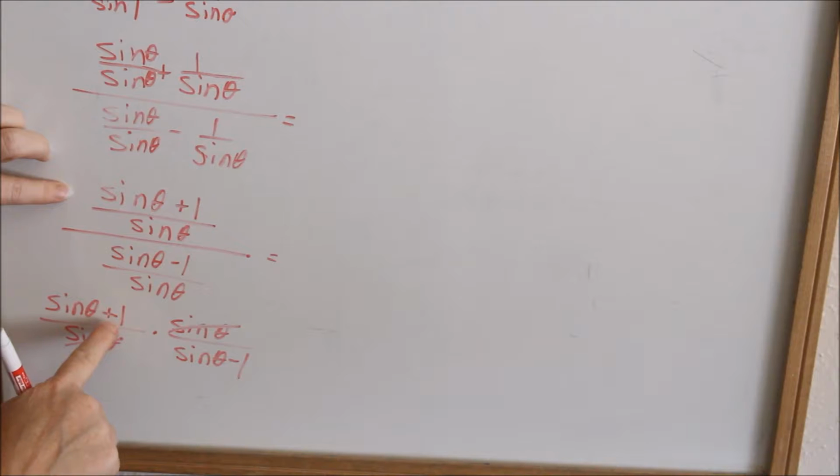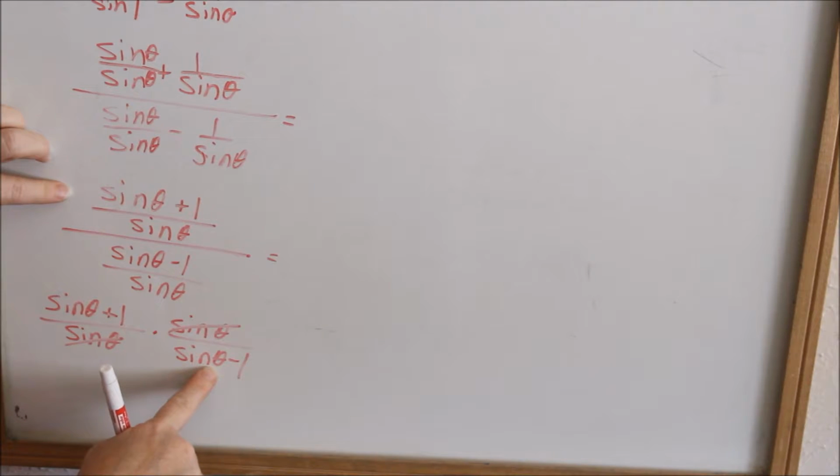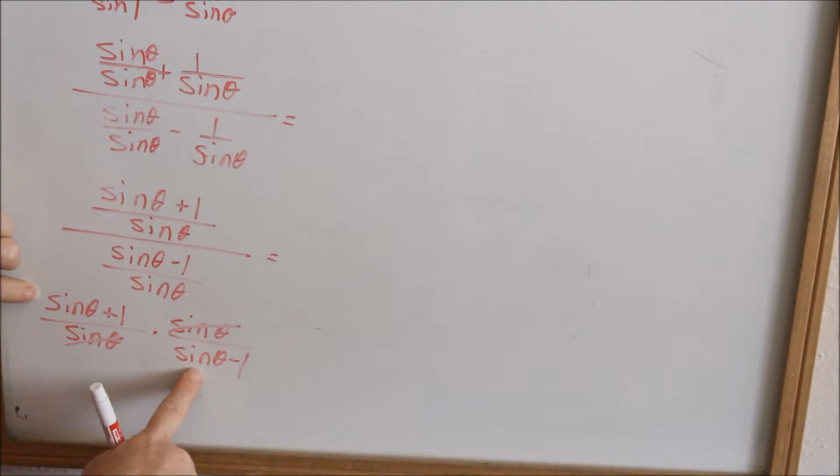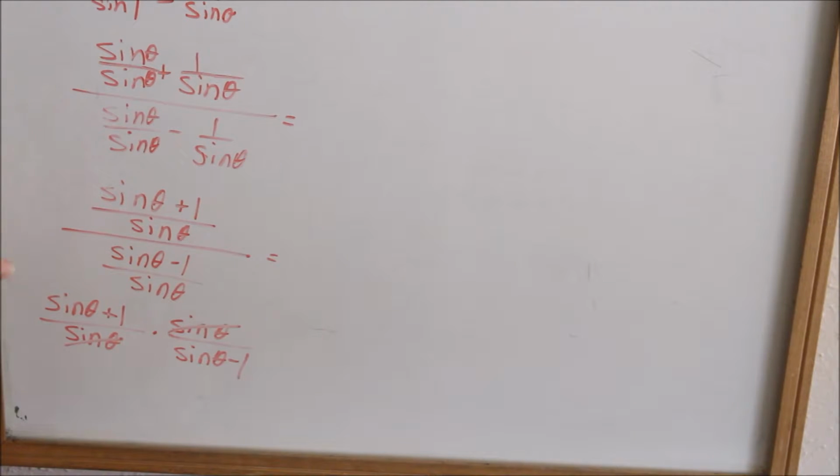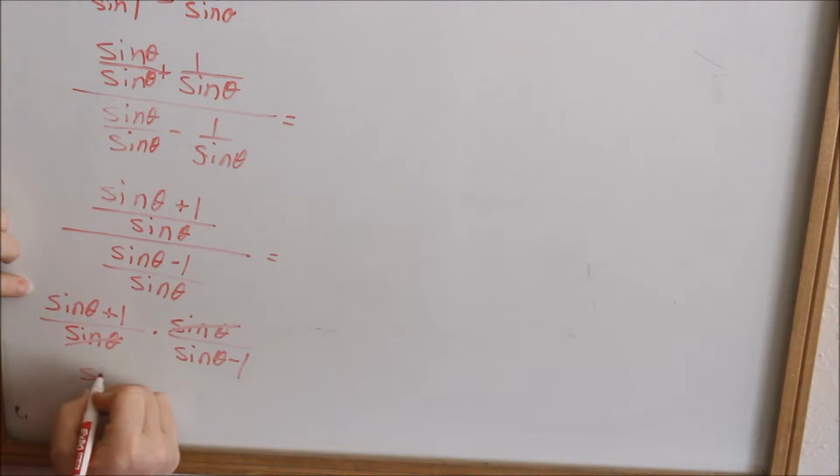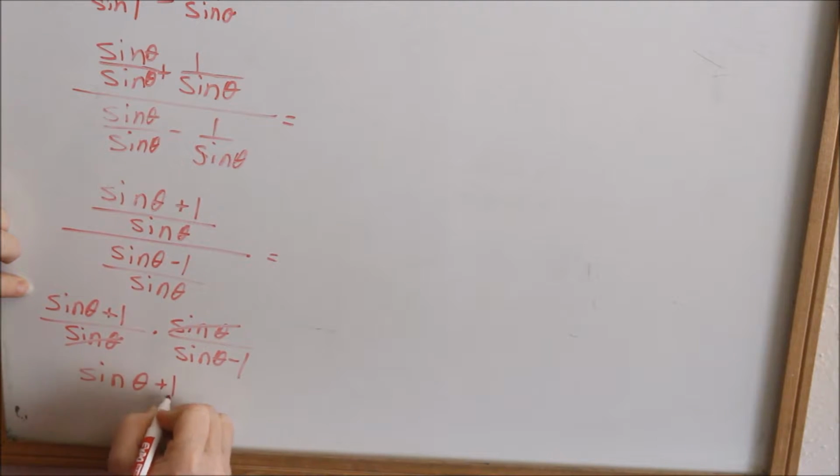So those cancel. These are different signs, so they don't cancel. That sine theta plus 1 is married. Sine theta minus 1 is married. Don't cancel this sine with this sine. They are connected by that addition or subtraction sign. So then what you have left is sine theta plus 1 all over sine theta minus 1.